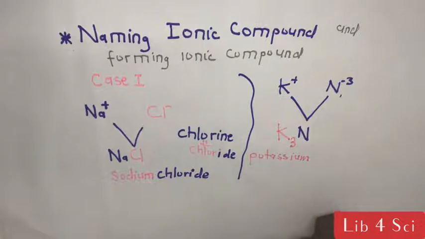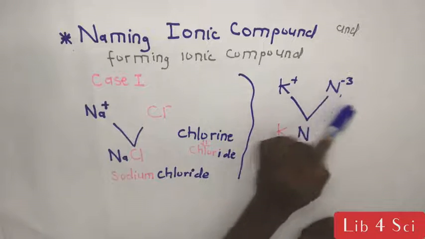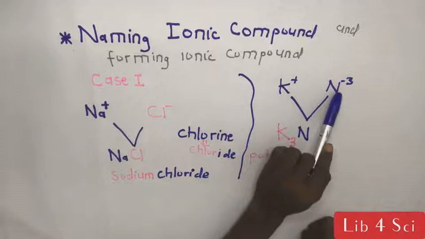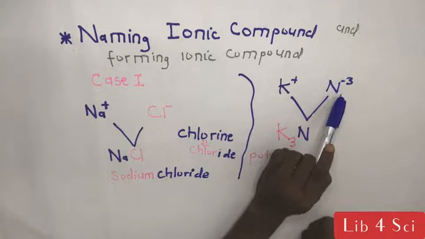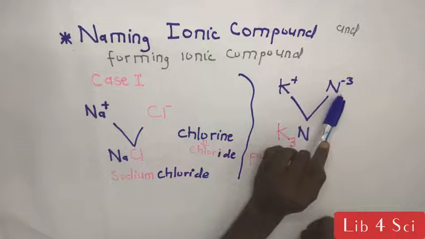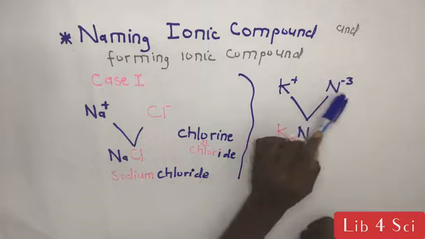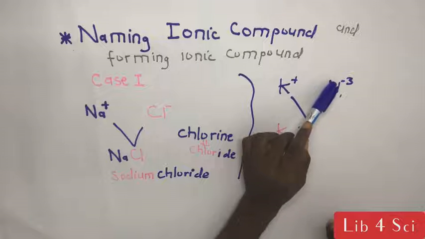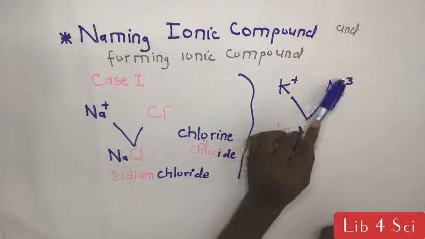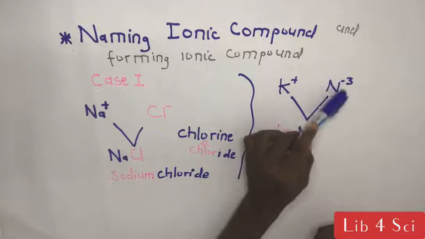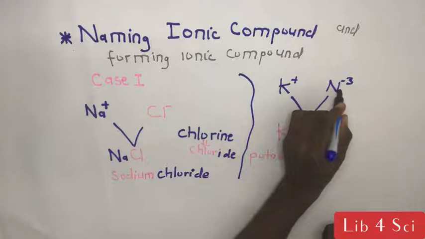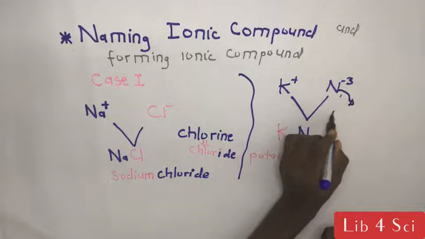Now, we want to determine the name of the anion. We ask ourselves, the anion is how many atoms? It is 1 atom. Since it is 1 atom, we apply the rule that says for the element that has this particular symbol, we should try to remove either the last 2 letters or the last 3 letters to form a suitable name for this ion. So the element that has this symbol is nitrogen.